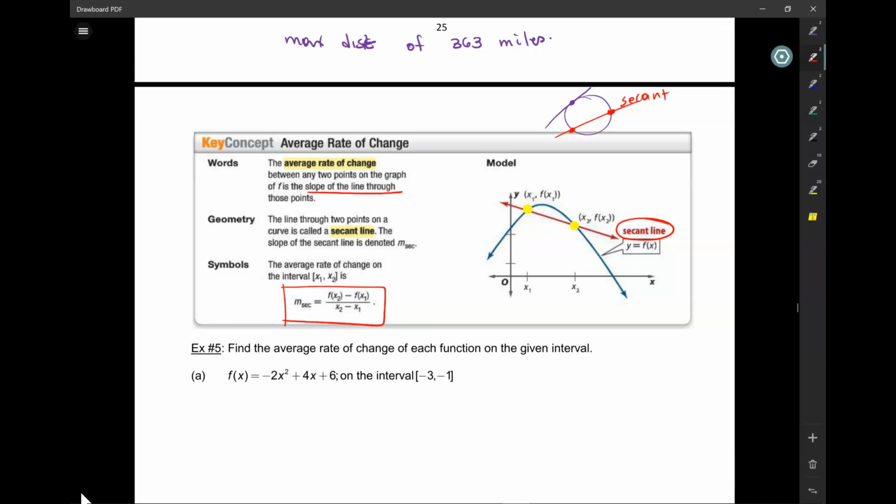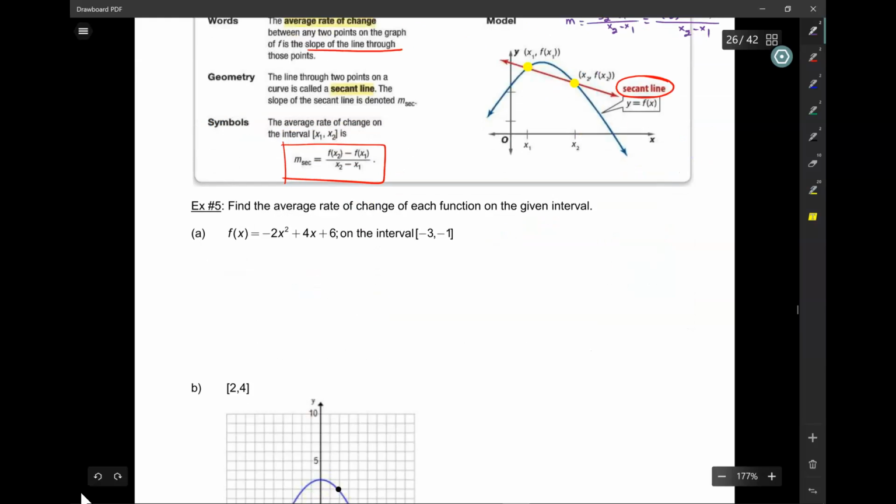Okay? Back in the day, we taught you m was y2 minus y1 over x2 minus x1. Now, what's the new y? f of x. So now it's f of x2 minus f of x1 over x2 minus x1. We're not going to let that faze us, right? y2, f of x2, same thing.